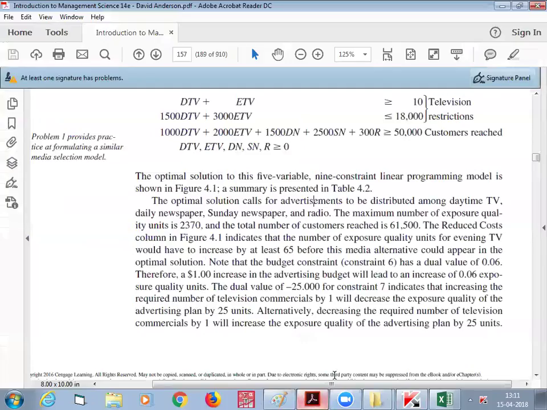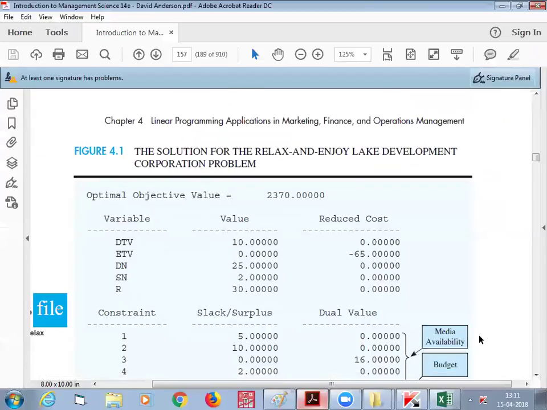Let's do some more things. Oh, let's finish this. So the recommendations are very similar again. Budget constraint has a dual value of 0.06. Therefore, $1 increase in advertising budget will lead to 0.06 exposure quality units. Dual value of -25 for constraint 7 indicates that increasing the number of TV ads commercials by 1 decreases the exposure quality by 25. Alternatively, decreasing the number of TV ads will increase the exposure quality by 25 units.